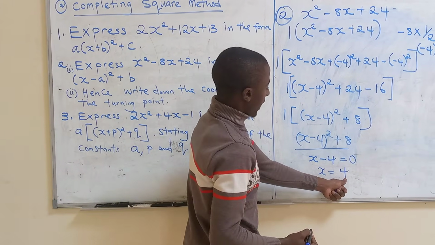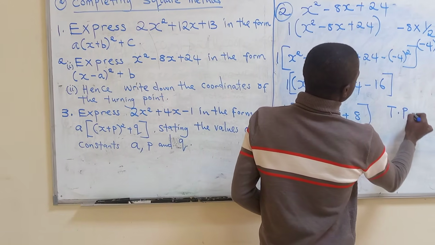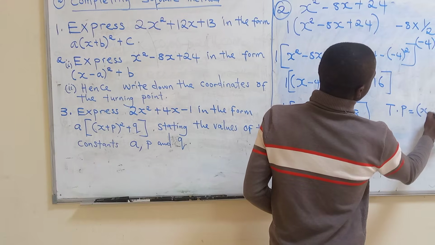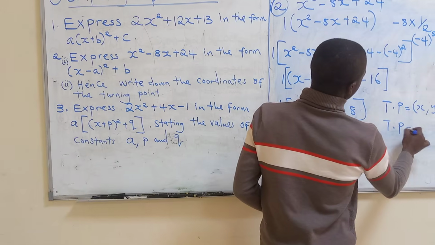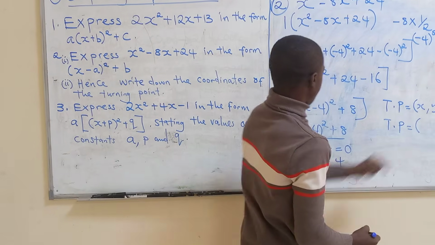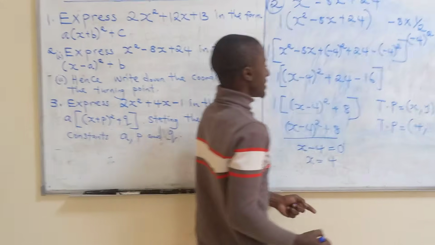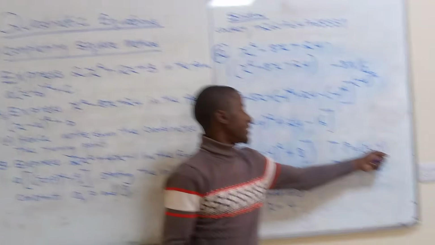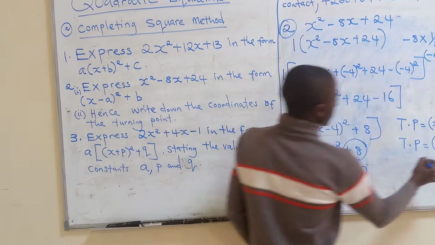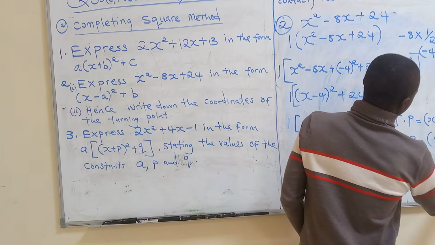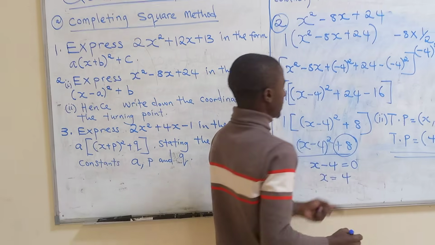So this is my x. So the turning point is equal to x comma y. So the turning point is equal to, your x is going to be positive 4 comma, always the y coordinate is obtained from this part, which is positive 8. So this is the solution for the second part.